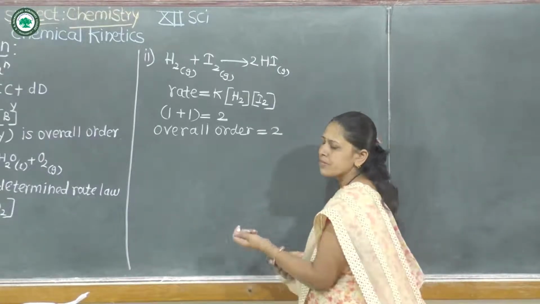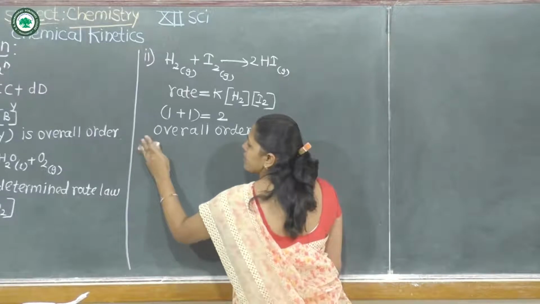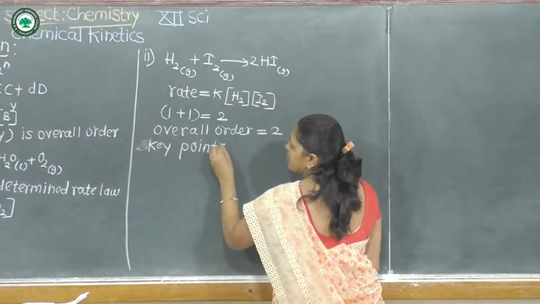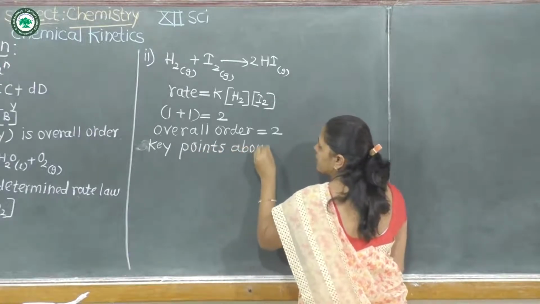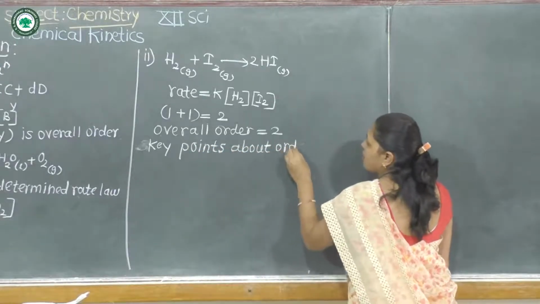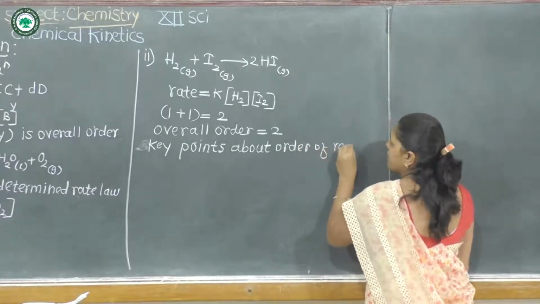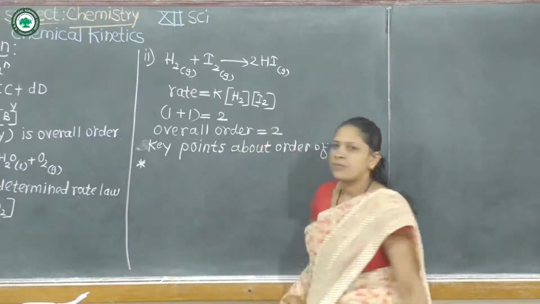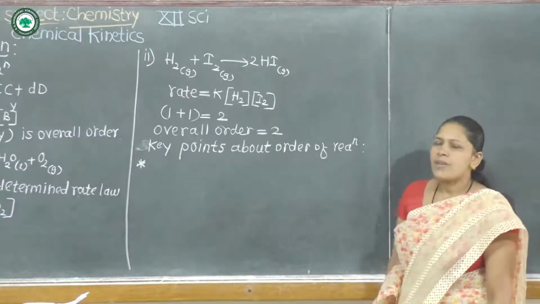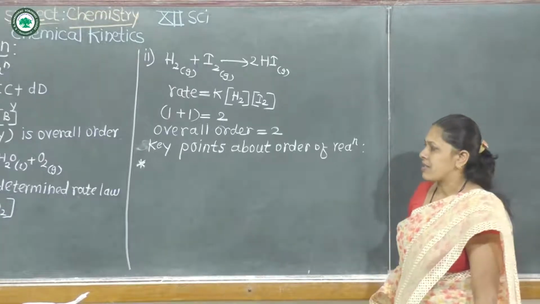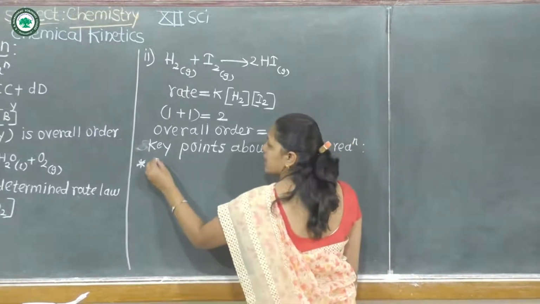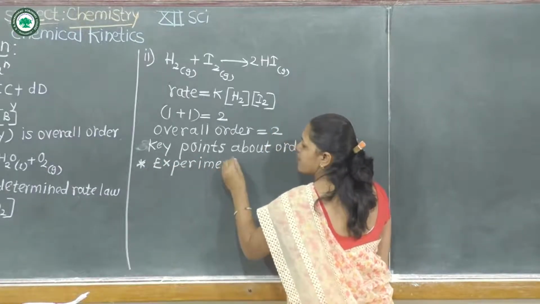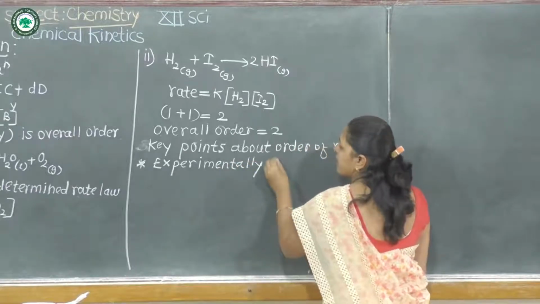Then, some key points about order of reaction. First one, order of reaction is experimentally determined. It cannot be predicted from stoichiometric coefficients. It is experimentally determined.